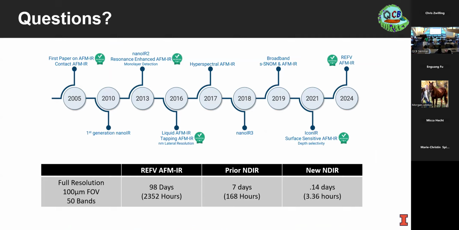So just comparing the timeframes for collecting some of these cell images we've taken, like 100 micron field of view, 50 bands. Something that would take our new system 3 hours to collect will take the current state-of-the-art system 98 days. So that's where I'll probably leave it. And if anyone has any more questions.